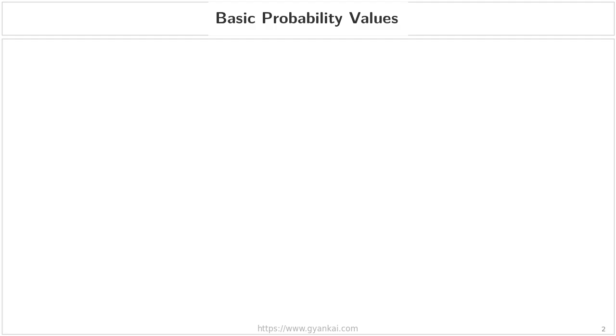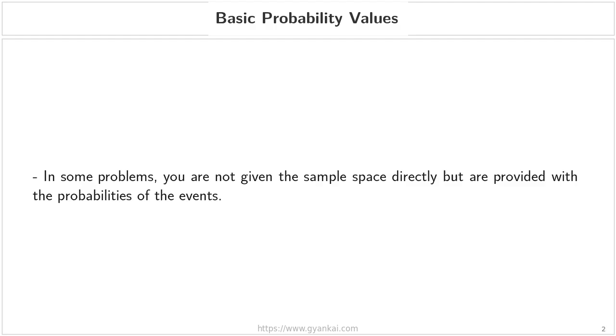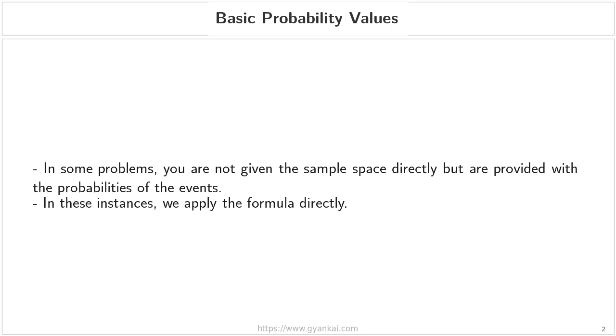Basic probability values. Now, so far, we have been looking at how to solve problems by counting individual outcomes, like when we list out sample spaces. But in some problems, you won't be given a list of outcomes or a sample space directly. Instead, you might be provided with the actual probabilities of the events themselves. In these instances, we don't need to count anything. We simply apply the general formula we established on the previous slide directly to the numbers provided.